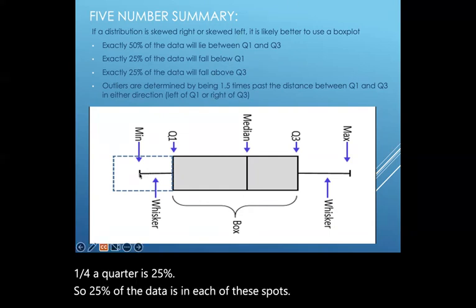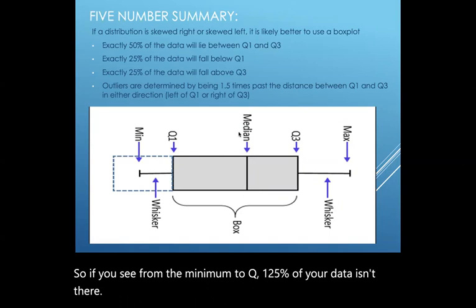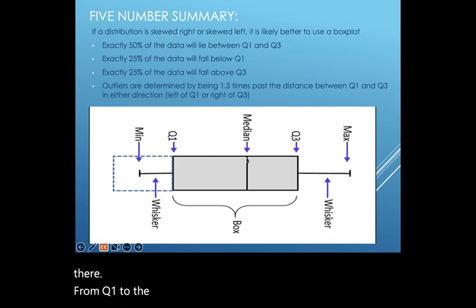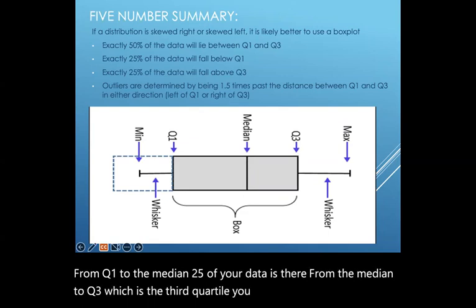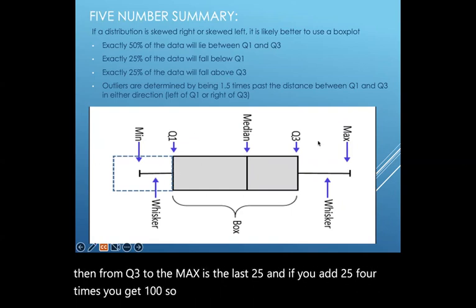If you see from the minimum to Q1, 25% of your data is in there. From Q1 to the median, 25% of your data is there. From the median to Q3, which is the third quartile, you have 25% of your data. And then from Q3 to the max is the last 25%. And if you add 25% 4 times, you get 100%. So again, that's 100% of your data. This is how we display it.